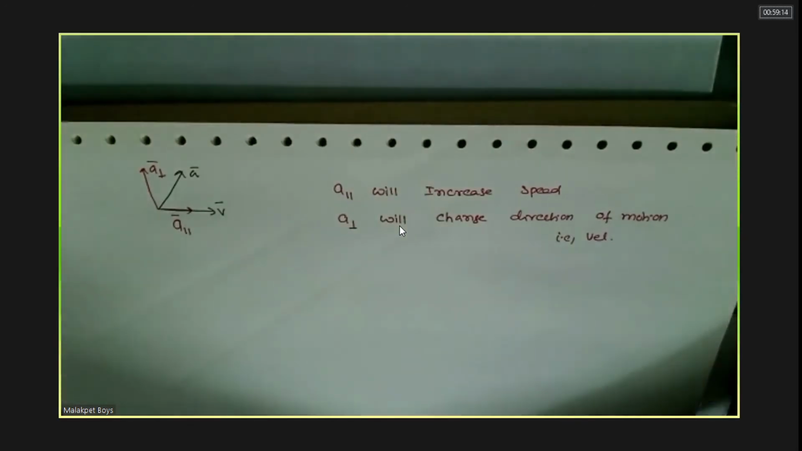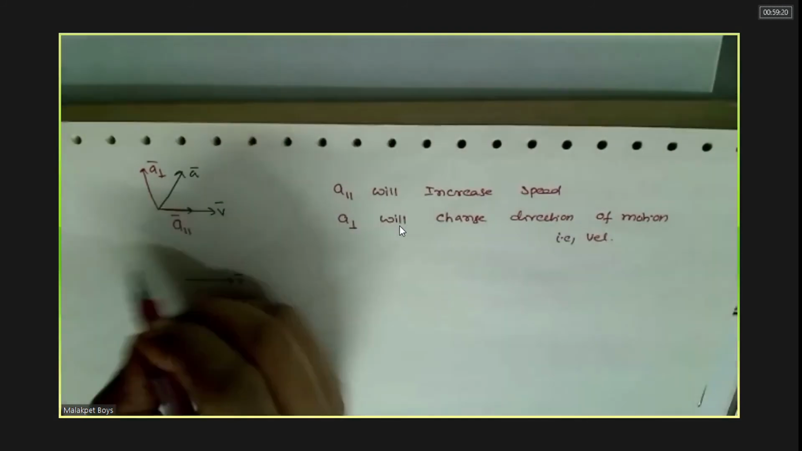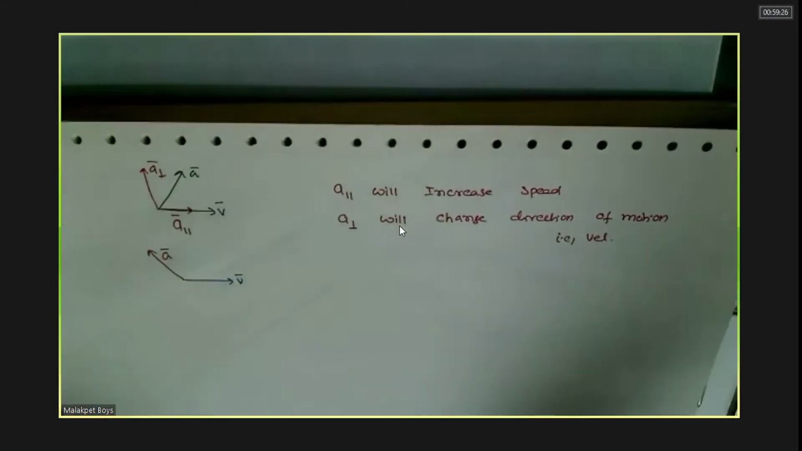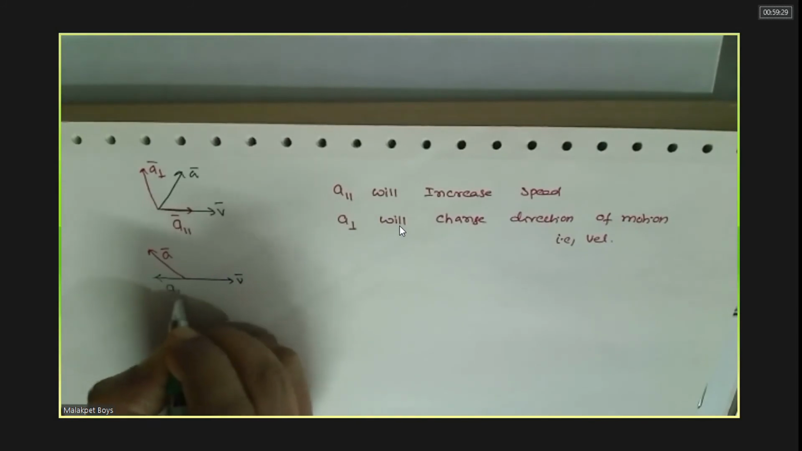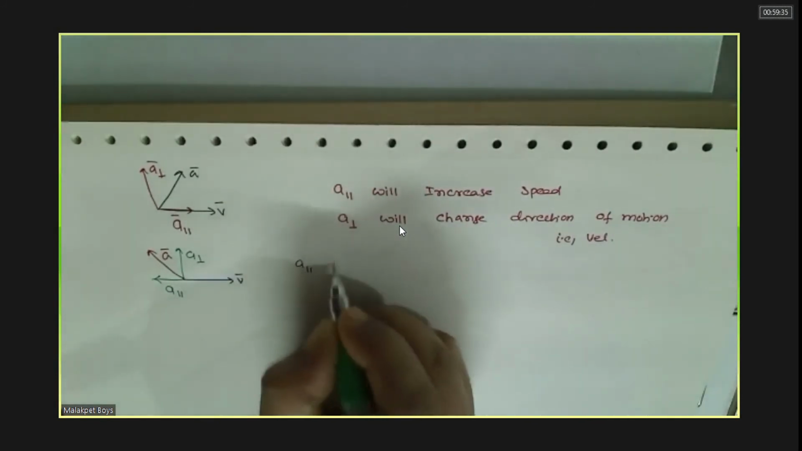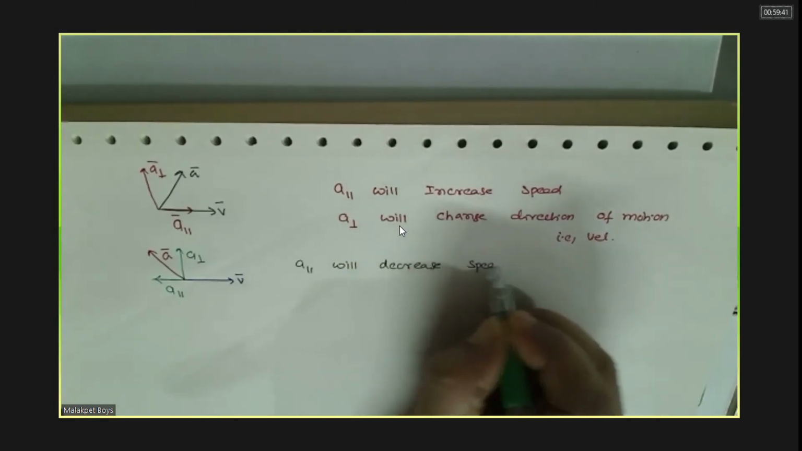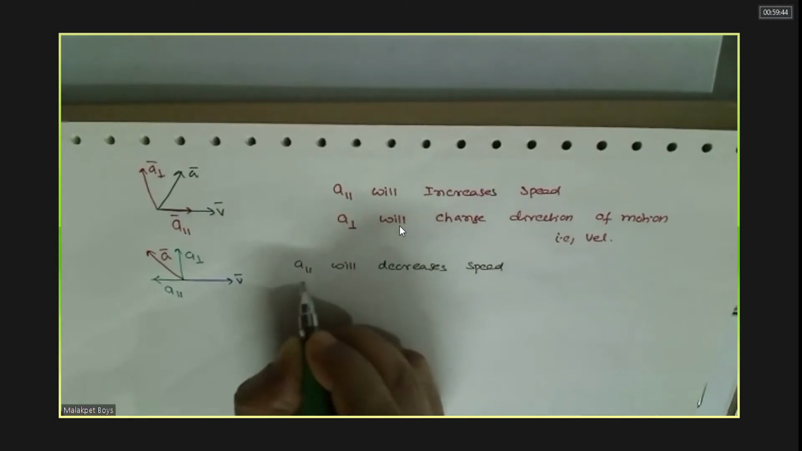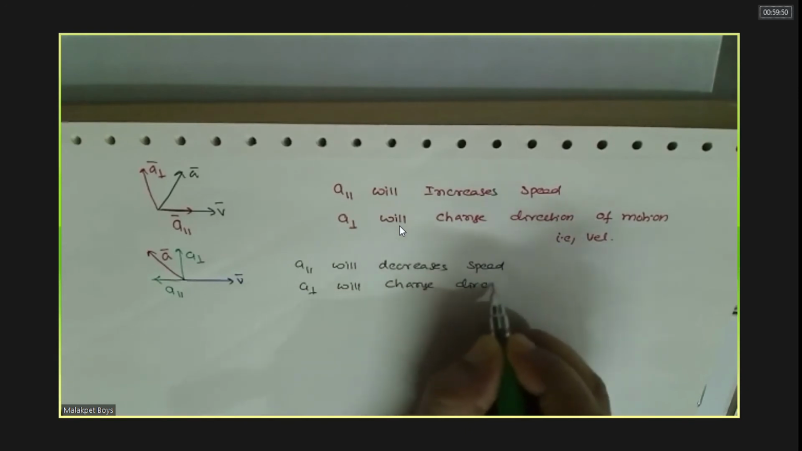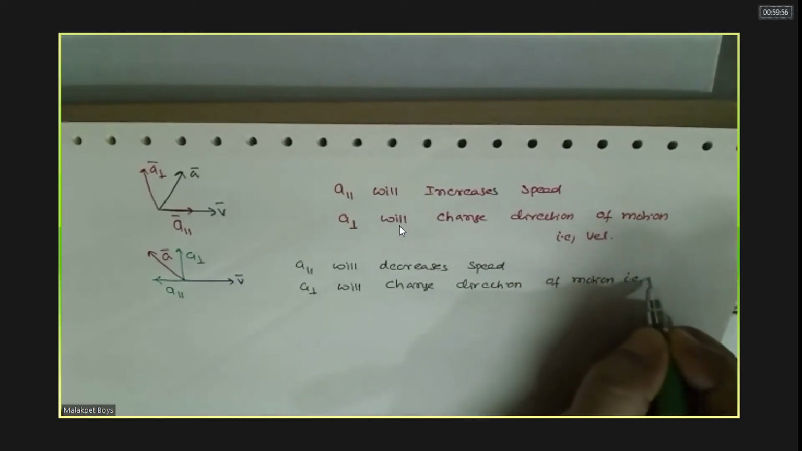Similarly, this is V bar, and somebody is applying a force in this direction. This is the acceleration. Now you can see it has two components: one is the parallel component, the other is the perpendicular component. What does the parallel component do? It is opposite, it is not allowing motion, no? It decreases speed. And what does this do? It will change the direction. Remember this or not? We discussed this.